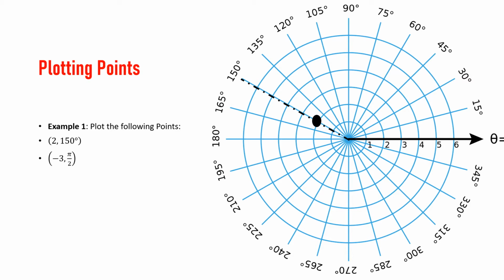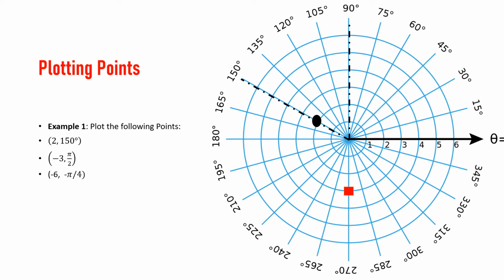Another point, -3, with an angle of pi over 2. So the first thing, locate the angle. That's where pi over 2 is. Now, since the radius is negative, the point is going to be on the other end of the angle, also on a circle of radius 3.